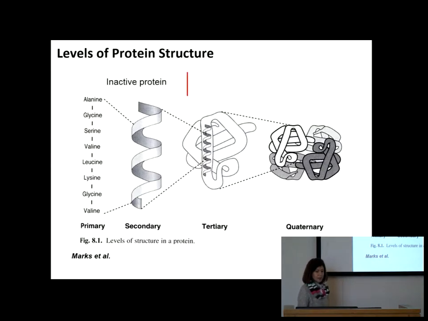If a protein only has its primary or secondary structures intact, it's inactive, or we say it's denatured. The active protein must have its tertiary, or if it has one, its quaternary structure intact in order for it to be active.